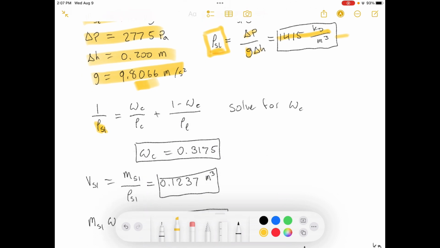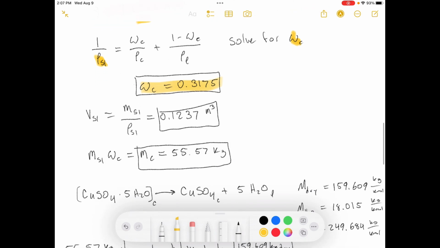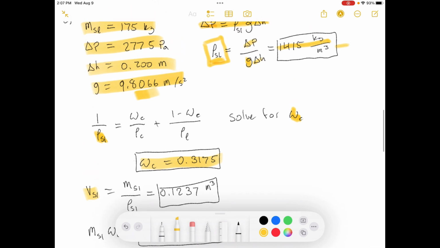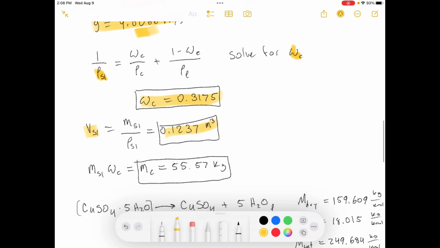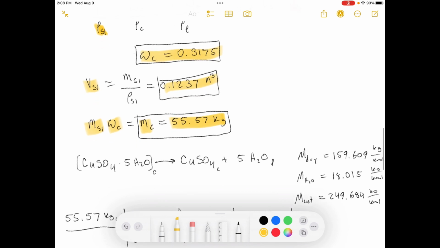Based on that density, we can solve for the weight fraction of the crystal, okay? So weight fraction of crystal, that's our very first thing that they asked us. Now we want to know what the volume of the slurry is. Well, we know what the density of the slurry is, and we know the mass of the slurry because they gave it to us. So that's the volume of the slurry. Once we know the mass of the slurry and the weight fraction of the crystal, we know the total mass of the crystals in the slurry. Okay.